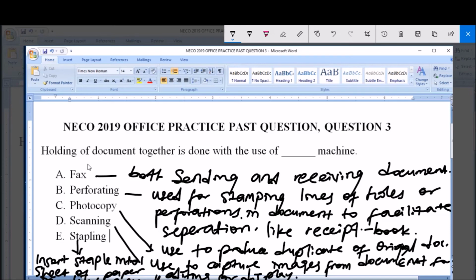Now the question says holding of document together is done with the use of dash machine. And from my description below, it can't be fax machine because this is used for sending and receiving documents. It can't be perforating machine because it's used to what? To make lines of holes for the purpose of separation. It can't be photocopy machine because it's used to what? Produce duplicates of original documents. Likewise, it cannot be scanning machine because this machine is actually used to capture images from documents. So therefore, it is stapling machine because a stapling machine inserts staples into the document for the purpose of what? Holding them together. So the answer to this question is option E, stapling machine.